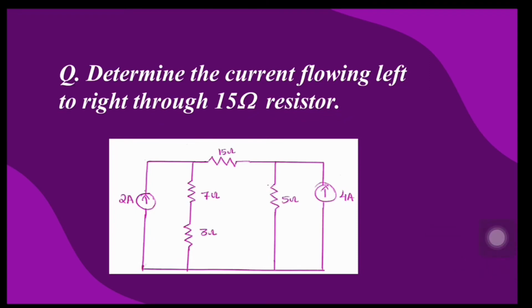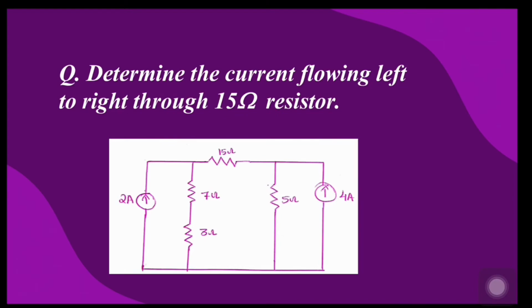Here we have 2 independent current sources, this 2 amperes and this 4 amperes, and 4 resistors. The current through this 15 ohm from left to right is the desired quantity to be determined. Here we are going to perform nodal analysis in this particular network to determine the unknown quantity. As I told you earlier, for performing nodal analysis, first we are supposed to identify all nodes present in the network.